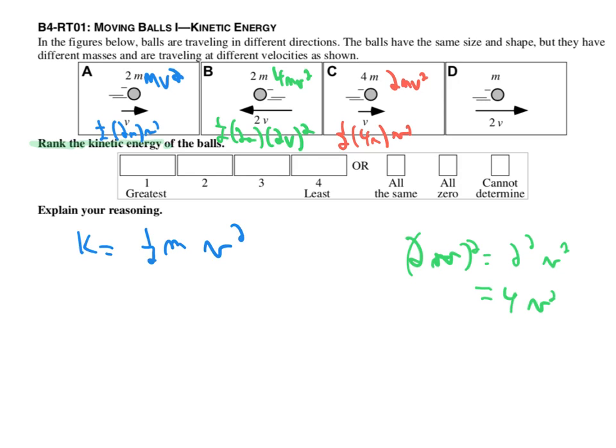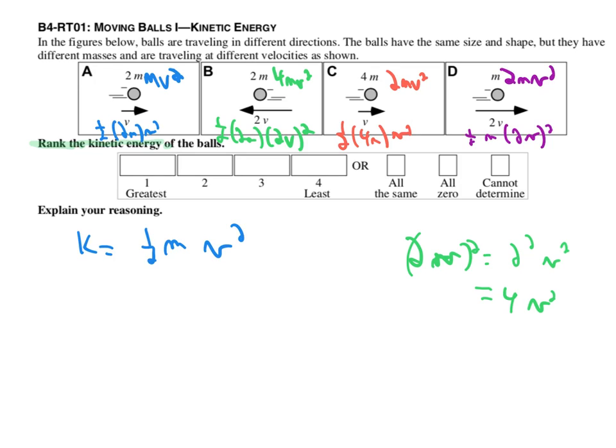And finally, over here we have 1/2 times m times (2v) squared. And again, as before, (2v) all squared is 4 times v squared. So we end up with 1/2 times m times 4v squared, which is also 2mv squared.